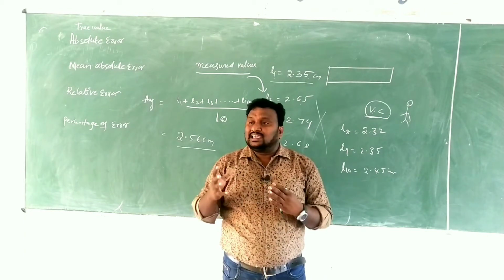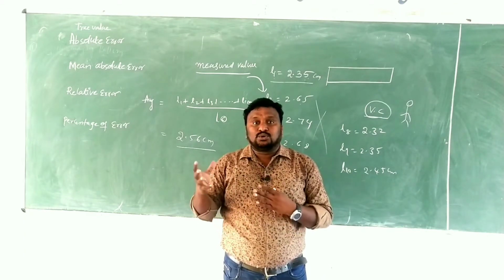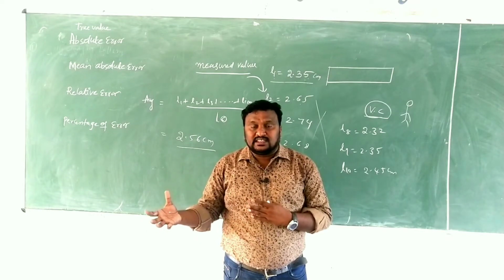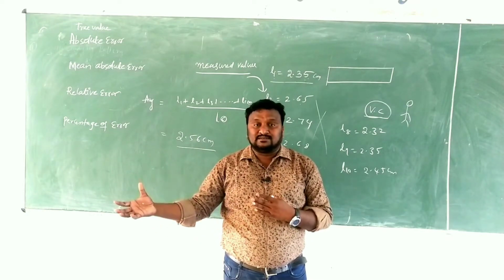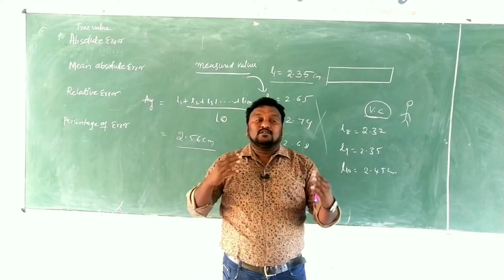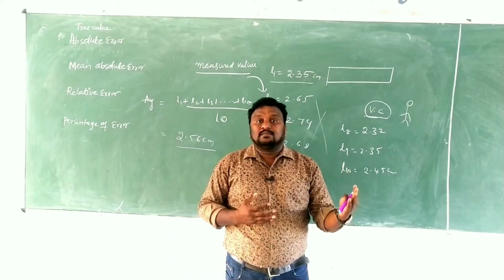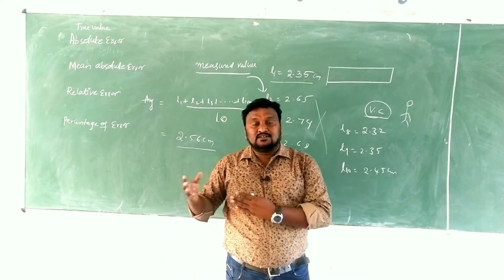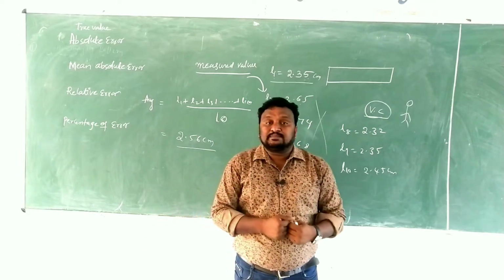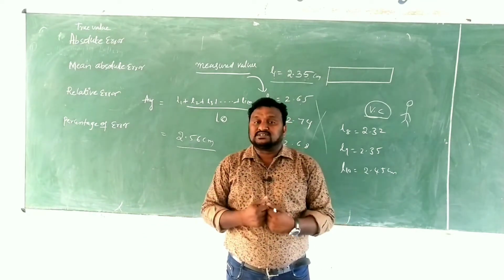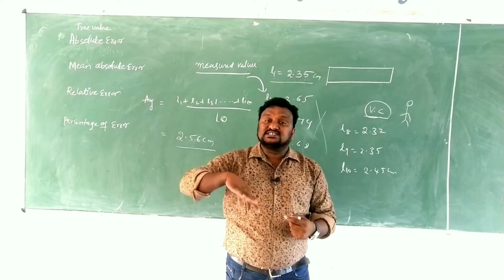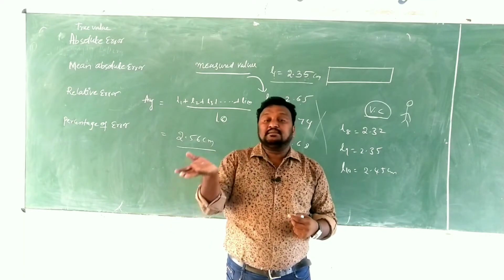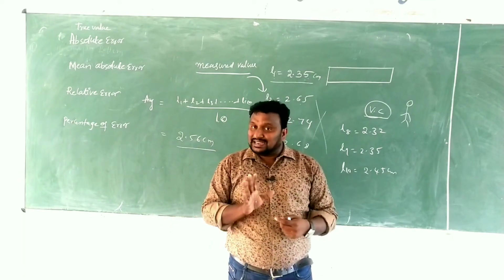So generally in a class 20 members are there. In that 20, top 10 all passed, 10 failed. Then what is the average pass? 50%. That means we will consider both failed students and passed students.